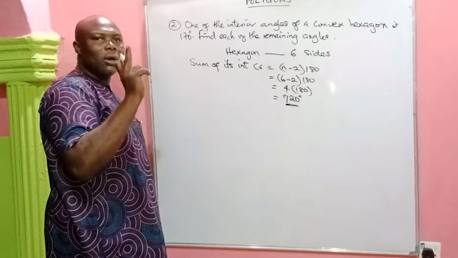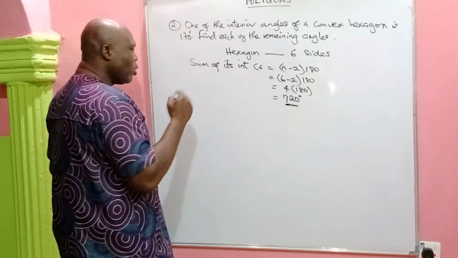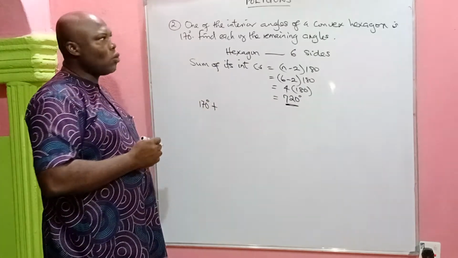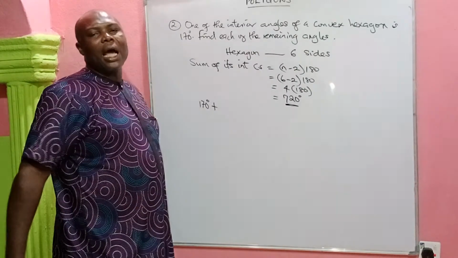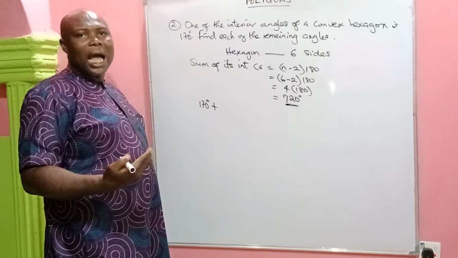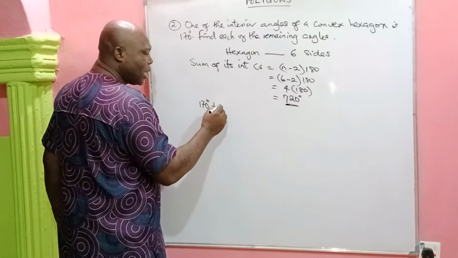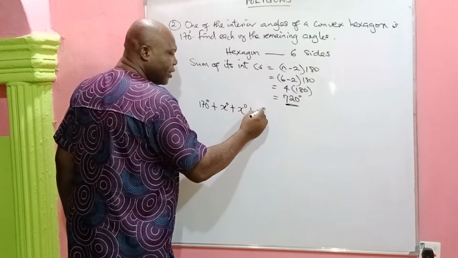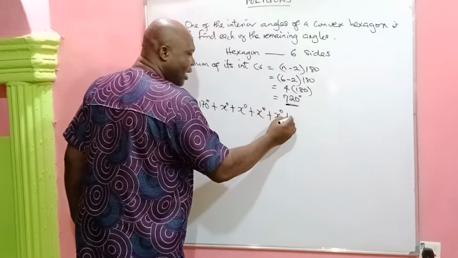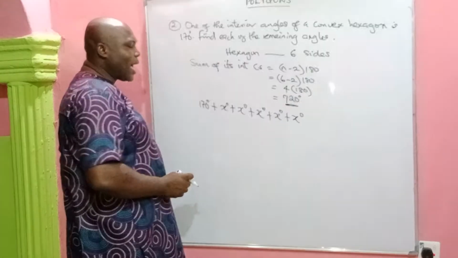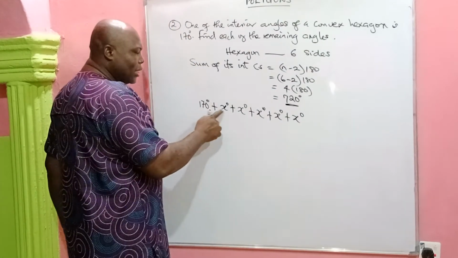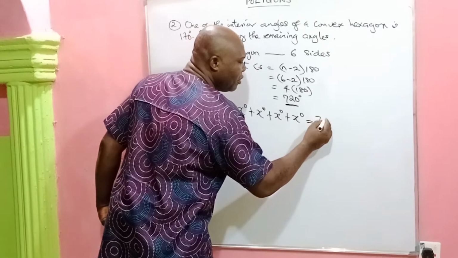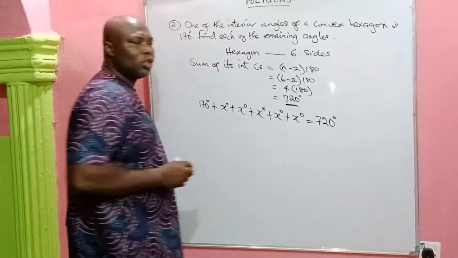Now, since one angle has been given, we are asked to find the other. The one angle given is 170 degrees. The rest are all equal. They say find each of the remaining angles, meaning that each of the other remaining angles are equal. So the second angle is x degrees, the next is x degrees, the next is x degrees, the next is x degrees, and the last is x degrees. A hexagon has 6 sides and 6 angles: 1, 2, 3, 4, 5, 6. So the sum of all this should give us the 720 degrees we just computed.